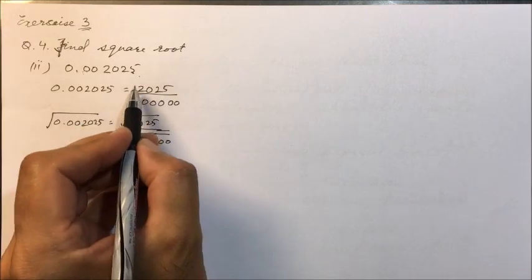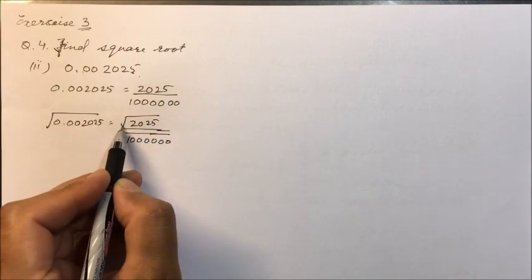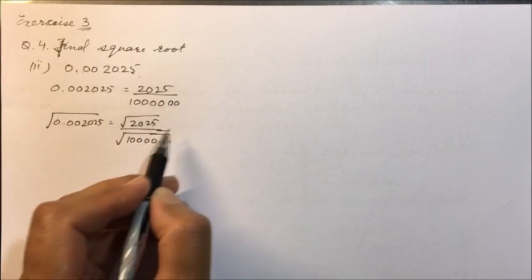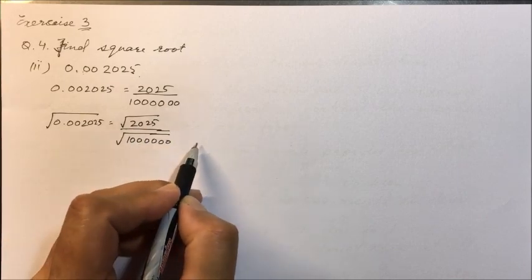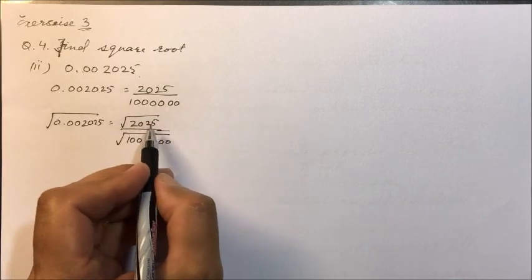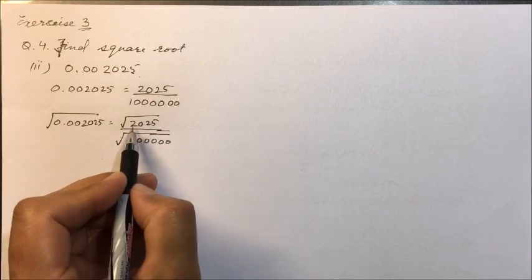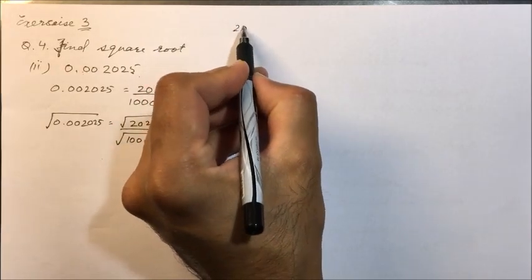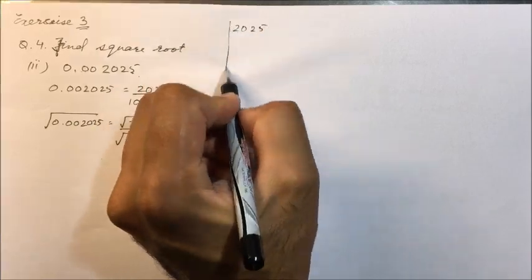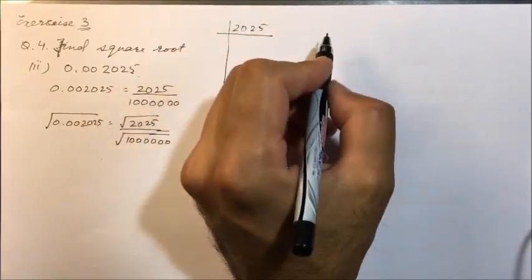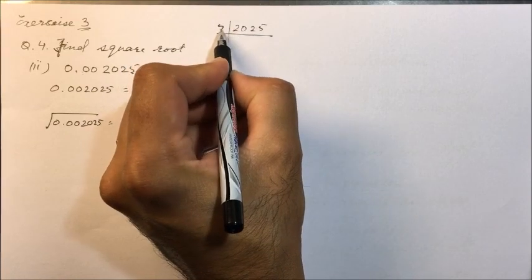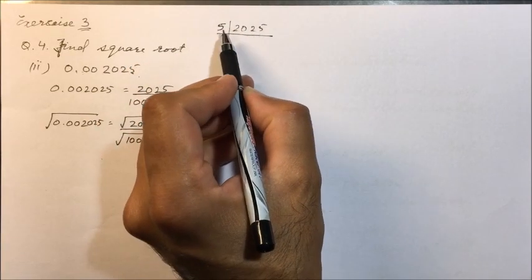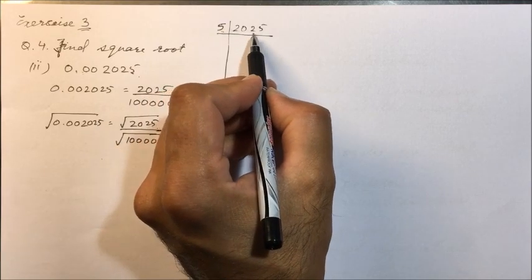Now this whole square root we have to calculate. We can calculate individually as well. For the numerator we can separately take the square root, and for the denominator we can separately take the square root. So I'll calculate the square root of 2025. Its factorization we will do. First we can divide by 5, since 5 is a factor of this number.